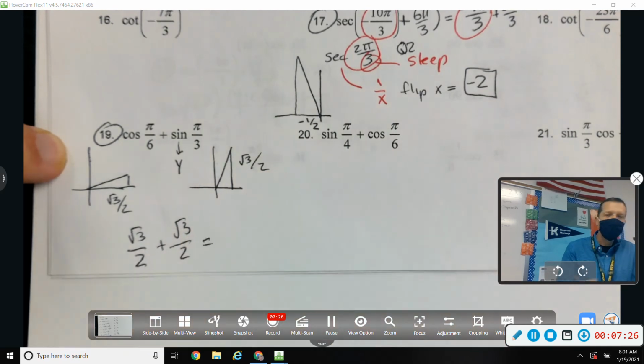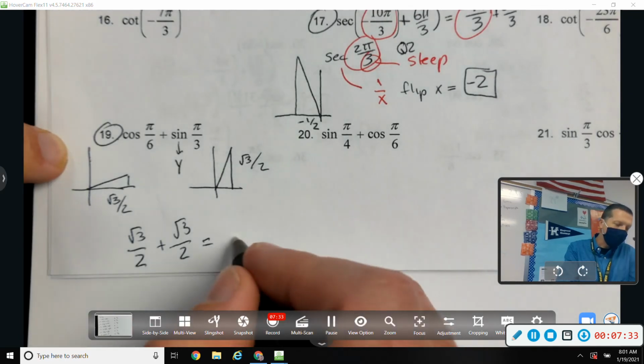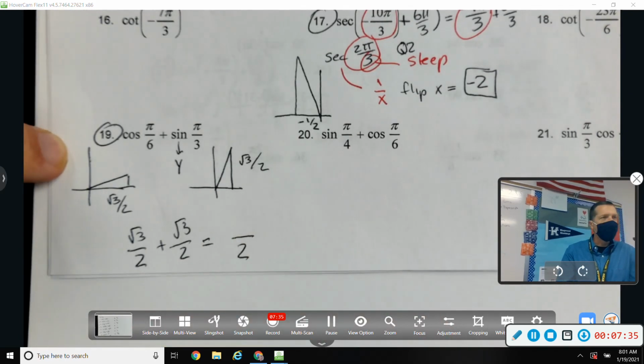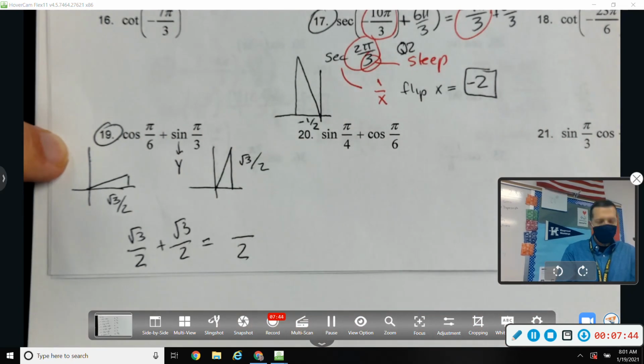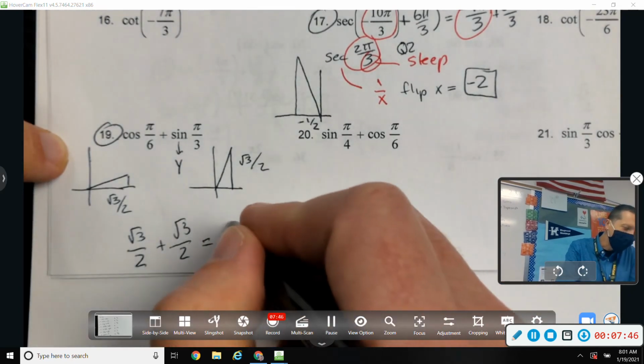And then now we get to see who knows how to add fractions and add square roots. Well, adding fractions, you get a common denominator, which we have, and you keep it. And then what's root 3 plus root 3? 2 root 3. Excellent. I was so scared somebody was going to say root 6. Not root 6. There's 2 root 3s there.